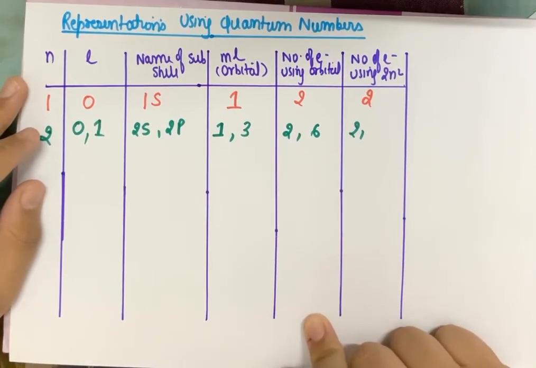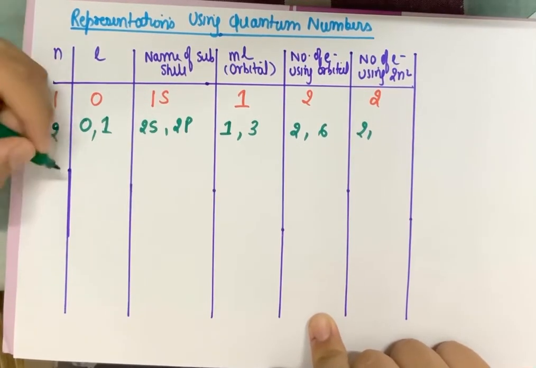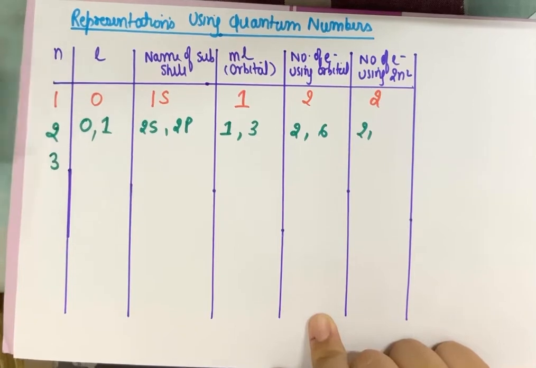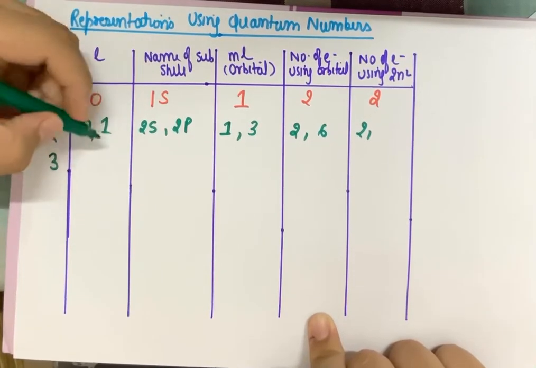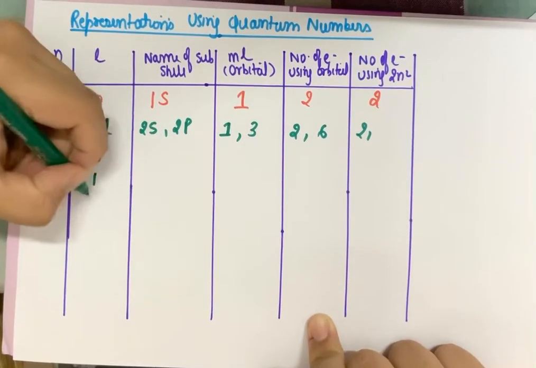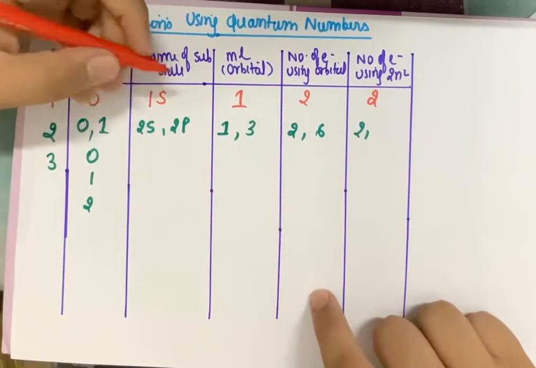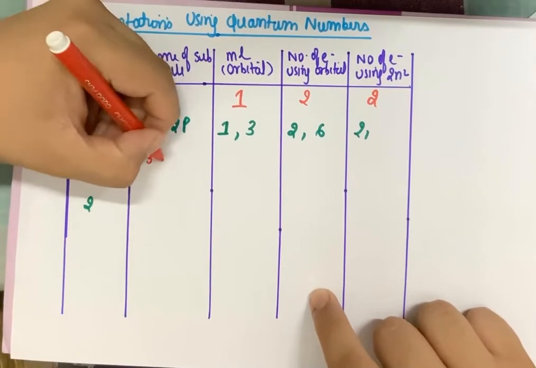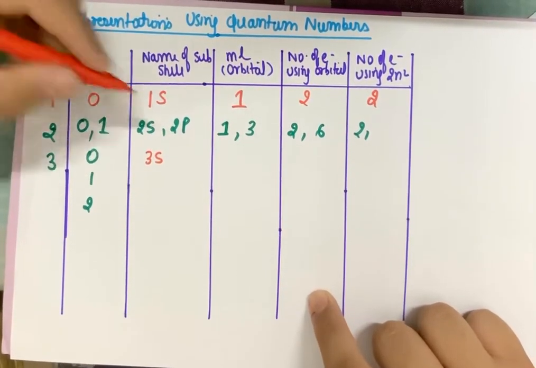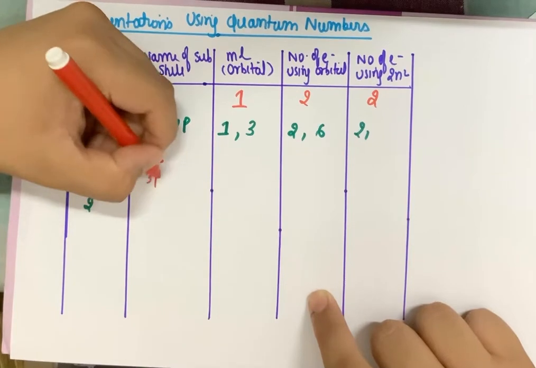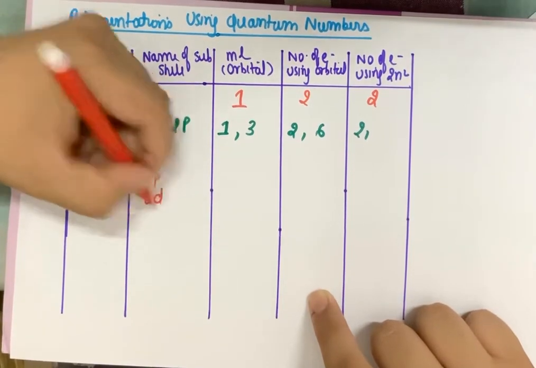Okay. Next, let's take up the next case, which is n equal to 3. For 3, I can get the L value as 0, 1 and 2. 3 values of L are possible. If L is 0, I'll get the subshell as 3S, because 0 corresponds to S. If it is 1, 3P, and if it is 2, 3D.